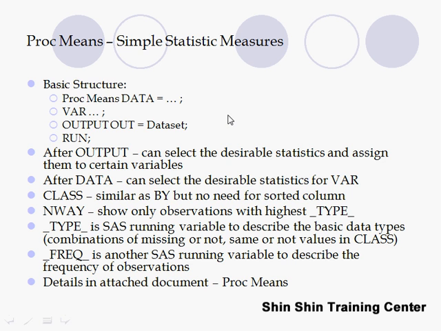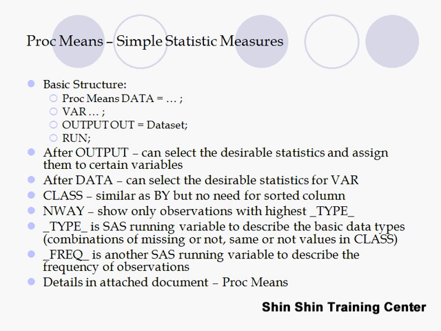That there's two places you can put your stats requirements. If you don't put anything after proc means, it always prints 5 stats to your screen: the number, which is basically the simple count, the max, the minimum, and I believe the mean and the standard deviation. These are the 5 default things you always print out.